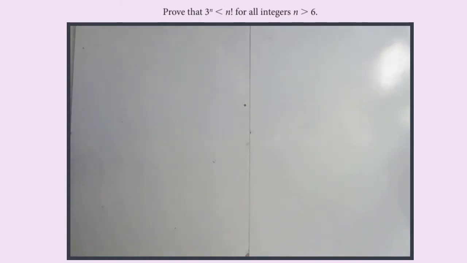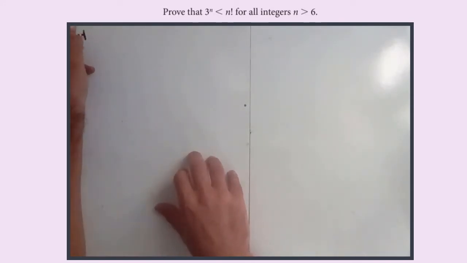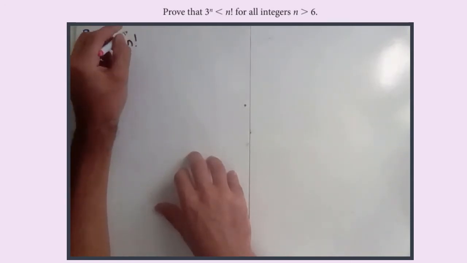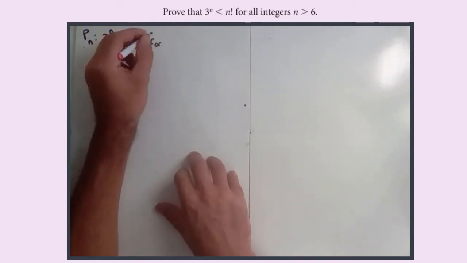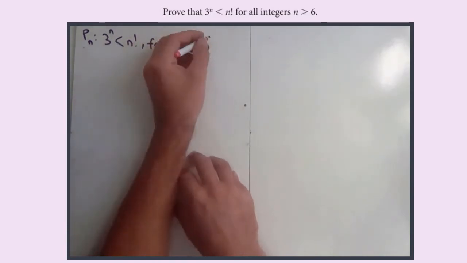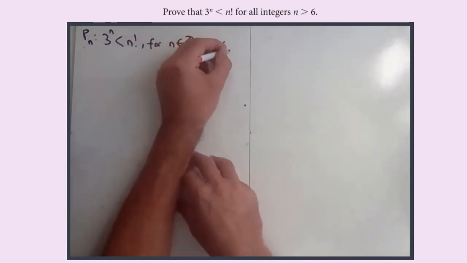So we need to prove that 3 to the n is less than n factorial for all integers n, where n is greater than 6, right? So 7, 8, 9, 10, and so on. Right, we're going to prove this by the principle of mathematical induction. Start in the usual way, so we need to say what we're trying to prove. So the proposition we're trying to prove is that 3 to the n is less than n factorial for all integer n where n is greater than 6, 7 or more.